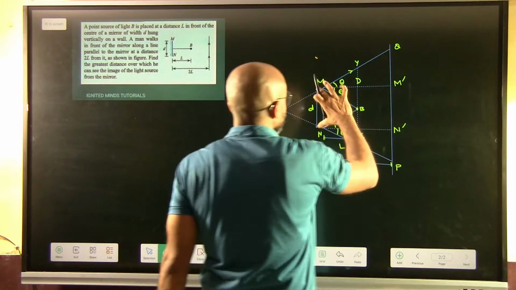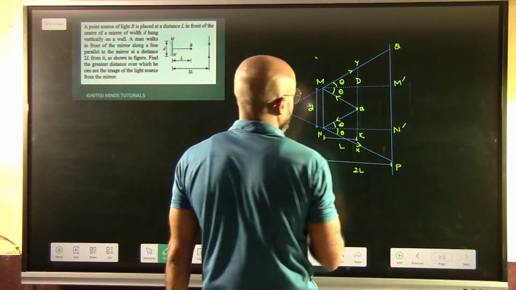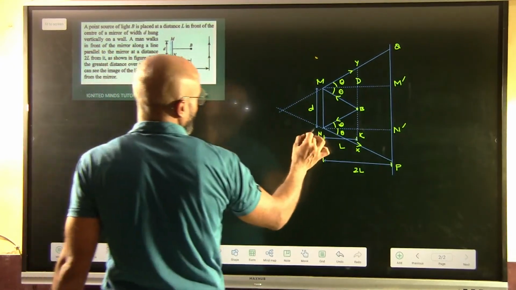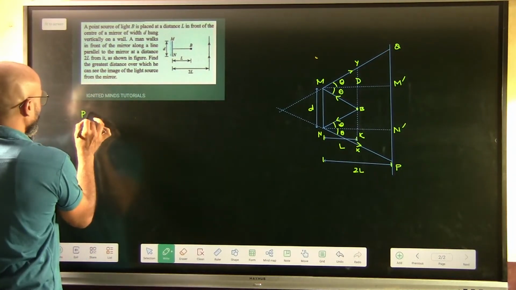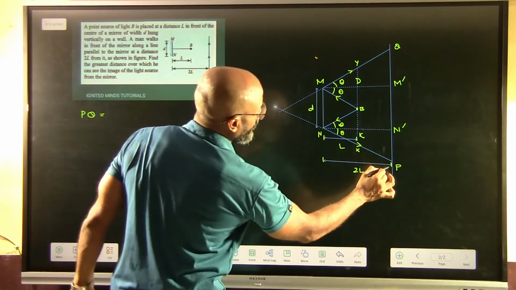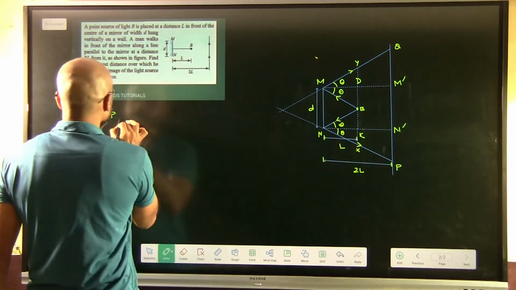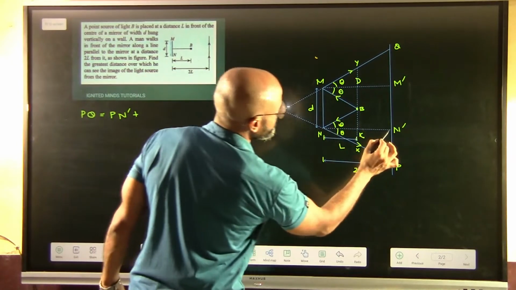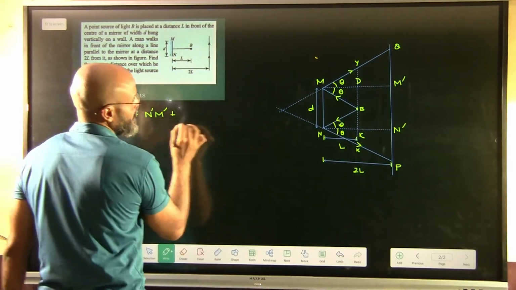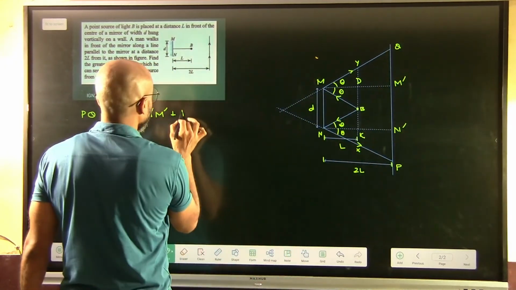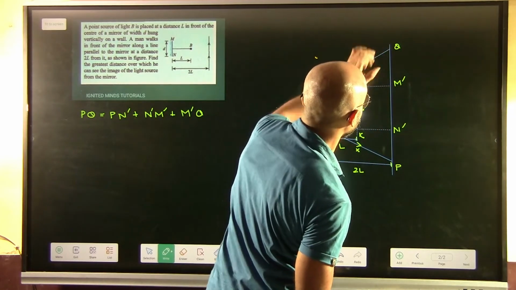Now let's say the mirror is of height MN, so this will be M dash N dash. Let's calculate this here. The distance PQ has to be calculated. We know that PQ is basically P N dash plus N dash M dash plus M dash Q.